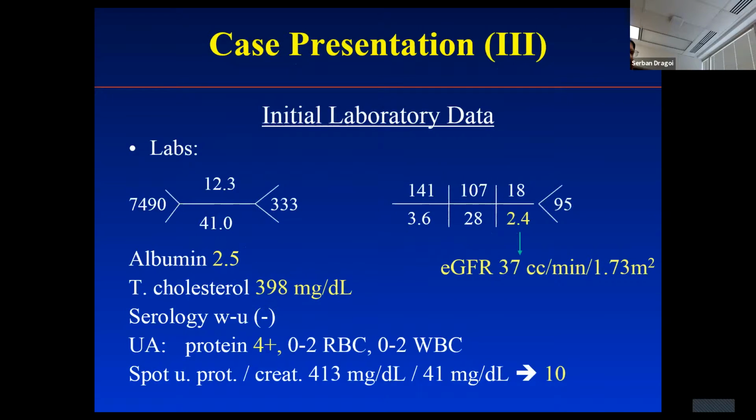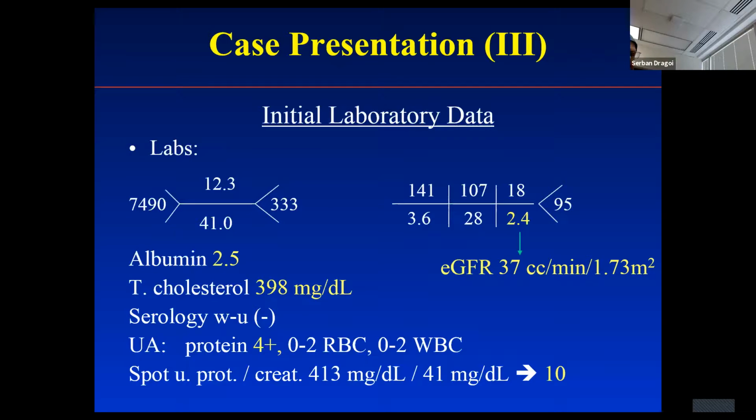His laboratory data shows hypoalbuminemia, a total cholesterol close to 400. So there you go, with edema and everything else, your 4+ protein dipstick, you will think this is nephrotic syndrome. Serological workup is negative. You do, again, the urinalysis, you see no RBC, so it doesn't seem nephritic, although he has a little bit of hypertension.